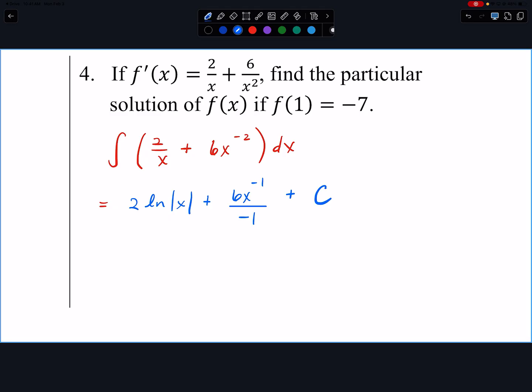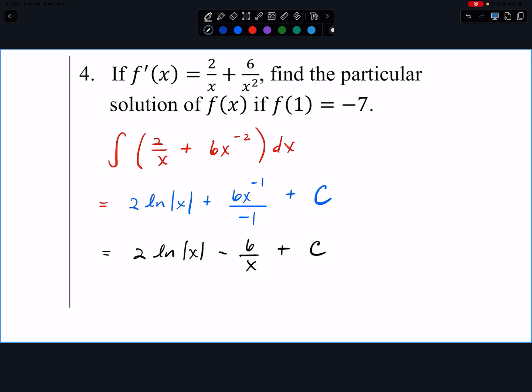Okay, so just to make our life easier, 6 over negative 1 is negative 6, right? But because I have this power like this, can't I just put the x on the bottom? So this will equal 2 ln absolute value of x minus 6 over x plus c.